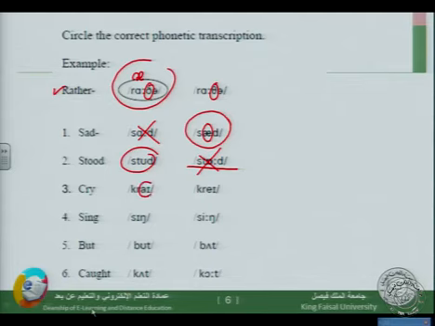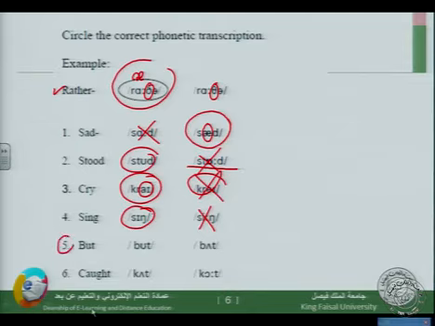Cry. هذه cray، هذا خطأ. Sing أو sing، طبعا sing مش sing. But, which one? I will leave this one for you, okay? We have but and but. So the correct answer is the second one, not the first one. This one is pronounced like but, and the other one is like glottal sound.